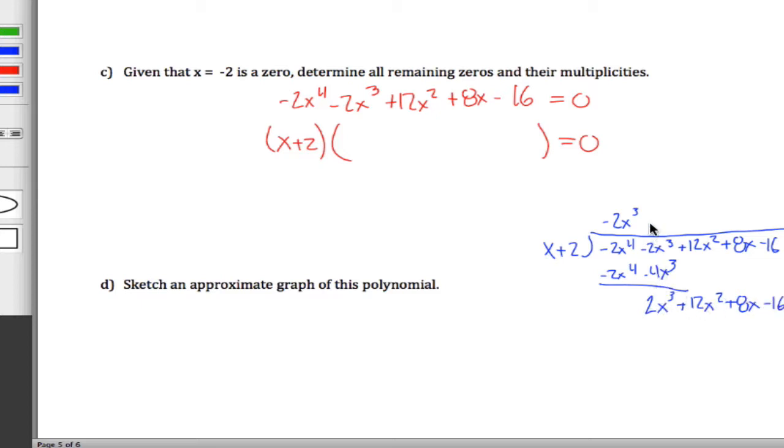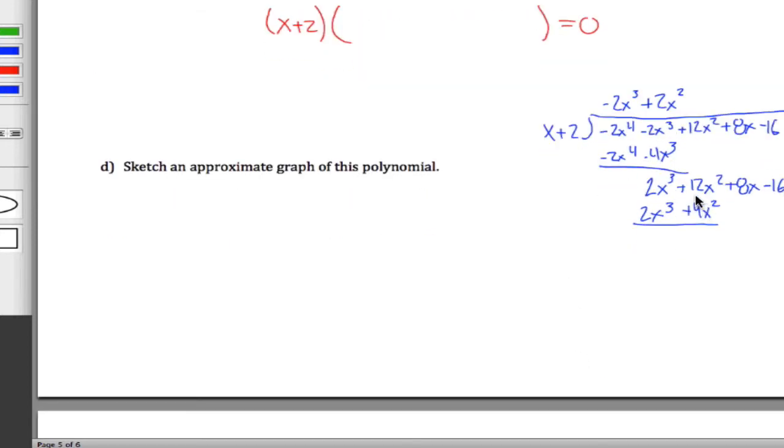Now I want to get rid of this 2x cubed. To do that, I'll put a 2x squared up here, because 2x squared times x gives me 2x cubed. 2x squared times 2 gives me 4x squared, and I subtract. This column goes away. 12x squared minus 4x squared is 8x squared. I got 8x minus 16. To get rid of this 8x squared, I need an 8x up here, because 8x times x is 8x squared. 8x times 2 is 16x. And now if I subtract, 8 minus 16 is negative 8x.